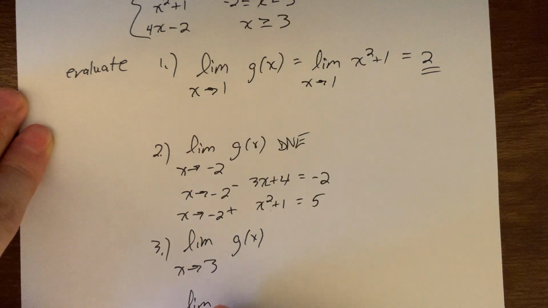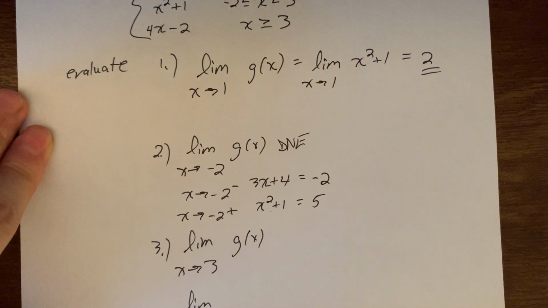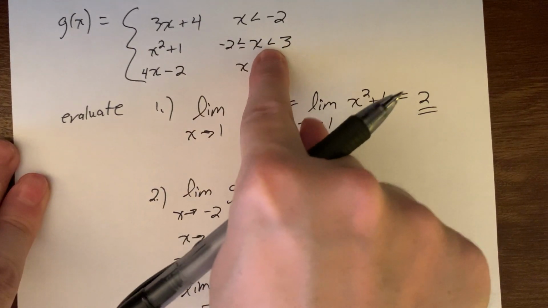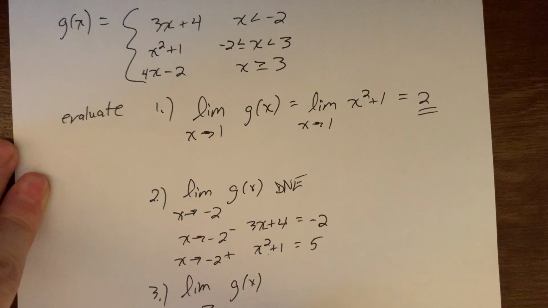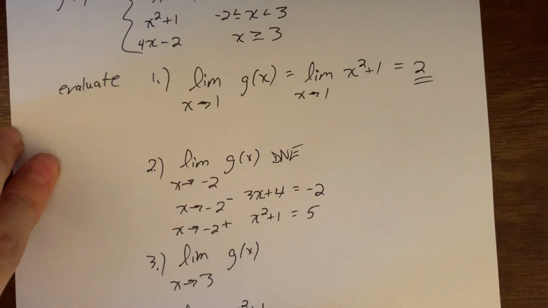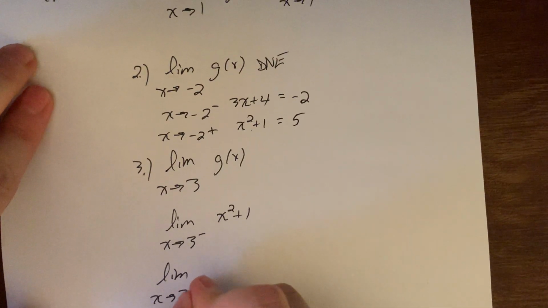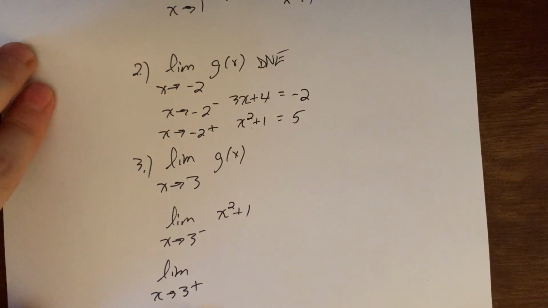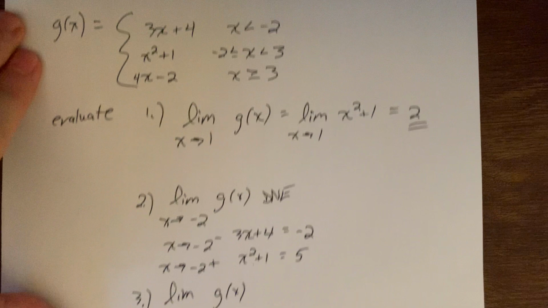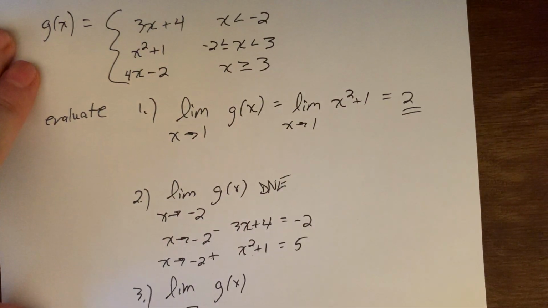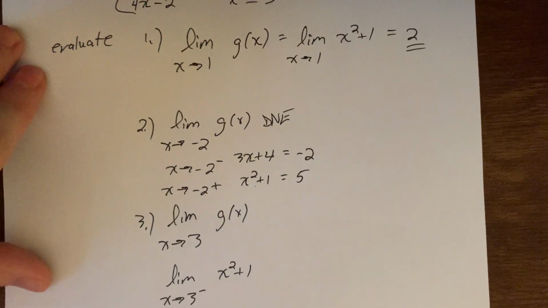But you could write it all out as x approaches 3 from the left of g of x, 3 from the left, 2.7, 2.8, 2.9. We are here, so I'll use the x squared plus 1 function. And if I take the limit as x approaches 3 from the right, 3.3, 3.2, 3.1, those x's fall in here, so we'll use the 4x minus 2 piece.